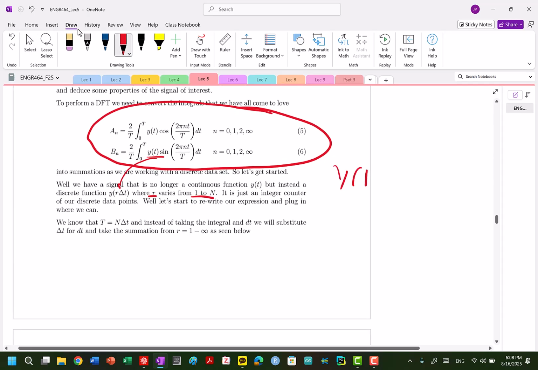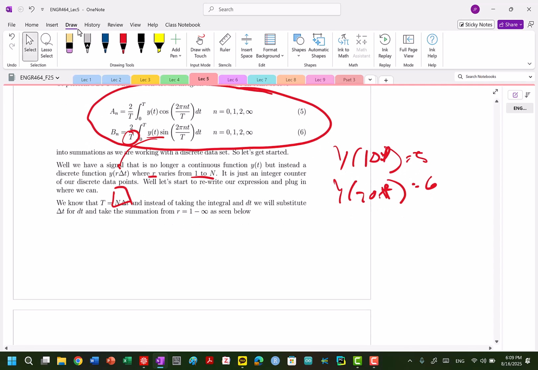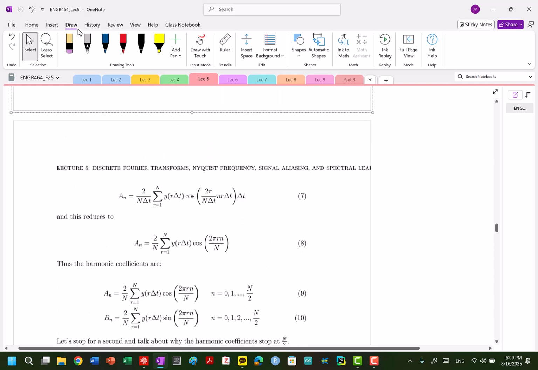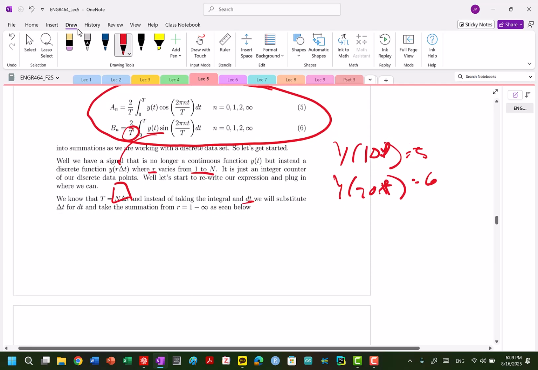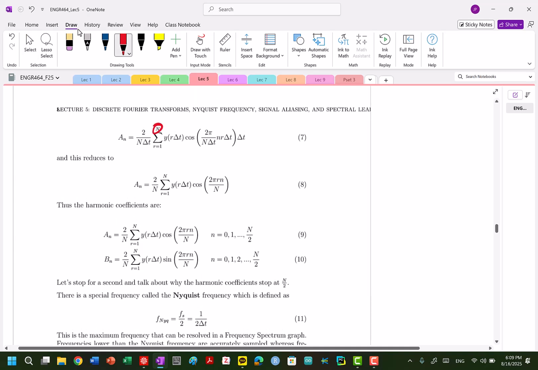So like y of 1 delta t. What is that value? It could be 5. And then y of 2 delta t, whatever it is in your system, it could be 6 or minus 1, whatever. We already know we can convert t to n delta t. Other than that, instead of doing an integral, we're just going to take a summation. Instead of this dt, we're going to substitute a delta t, and we're going to sum over r from 1 to n. So that's essentially what we're working with here.